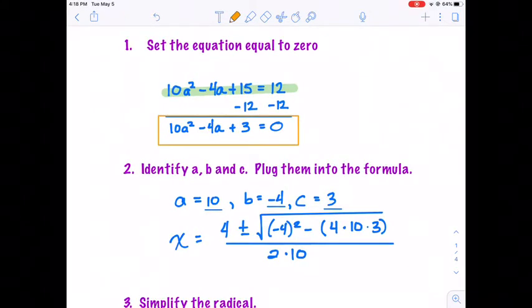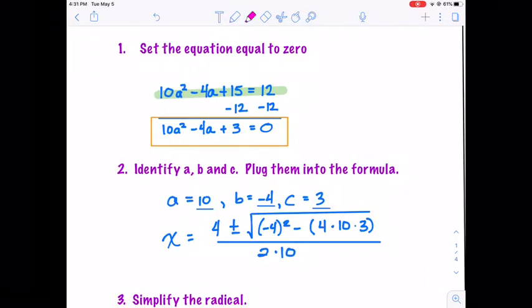The next step is to identify a, b, and c and plug them into the formula. A is the coefficient of a squared. In this case, it's 10. B is the coefficient of a. In this case, it is a negative 4. Always include the sign before the coefficient. It's a part of it. And C is a positive 3. It is the constant, the one with no variable.